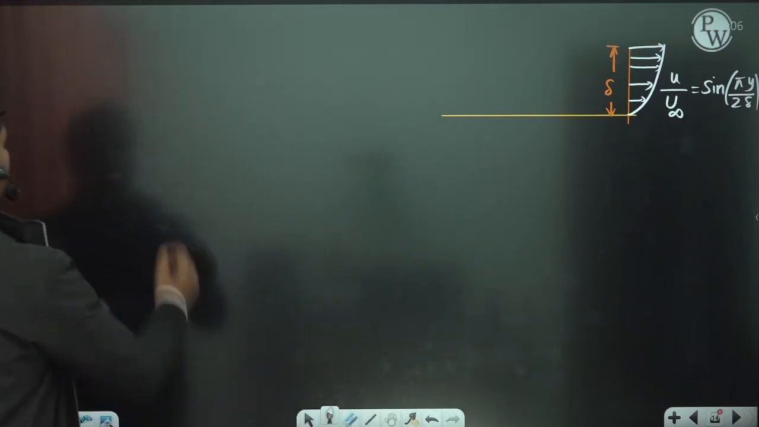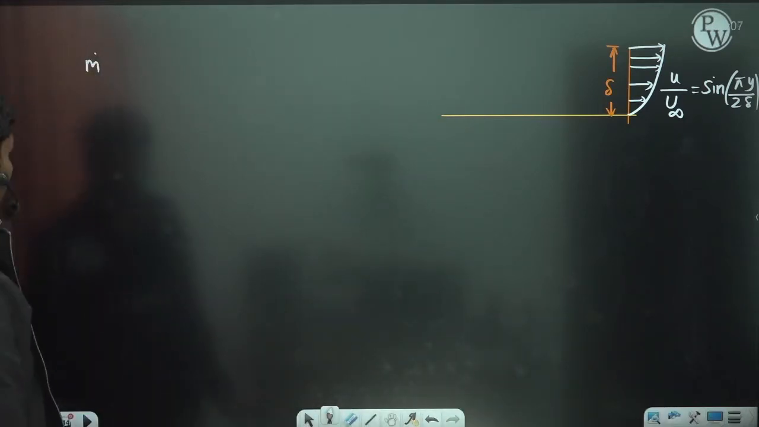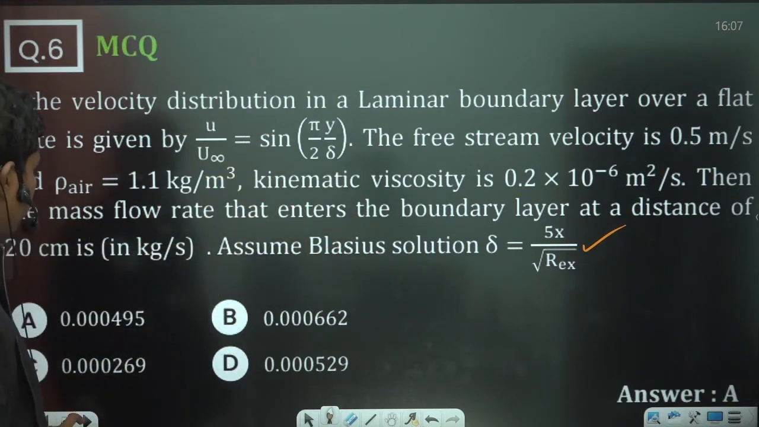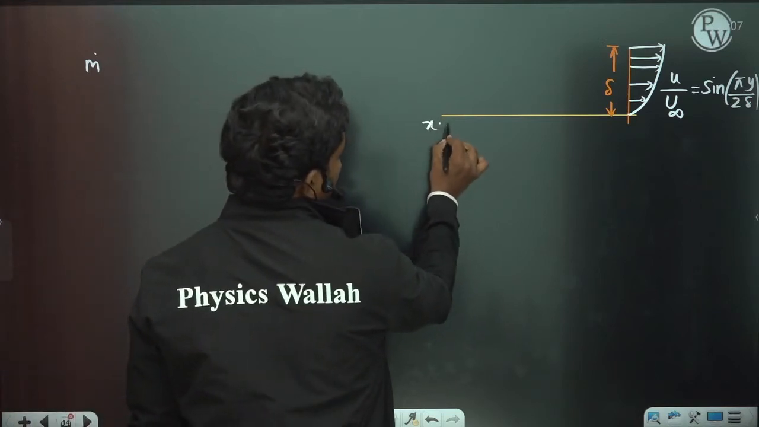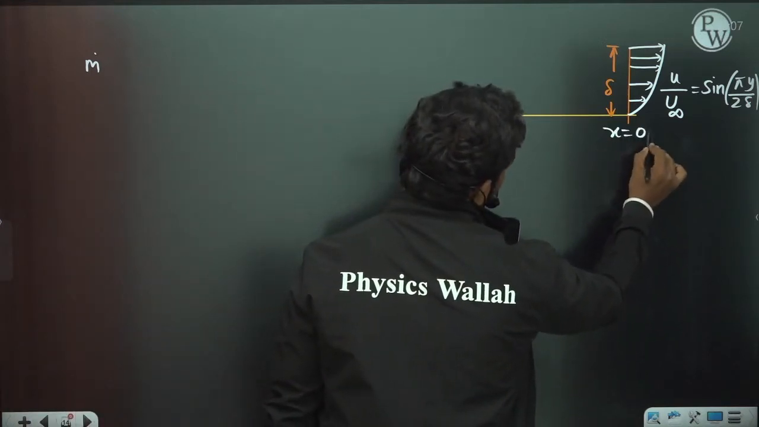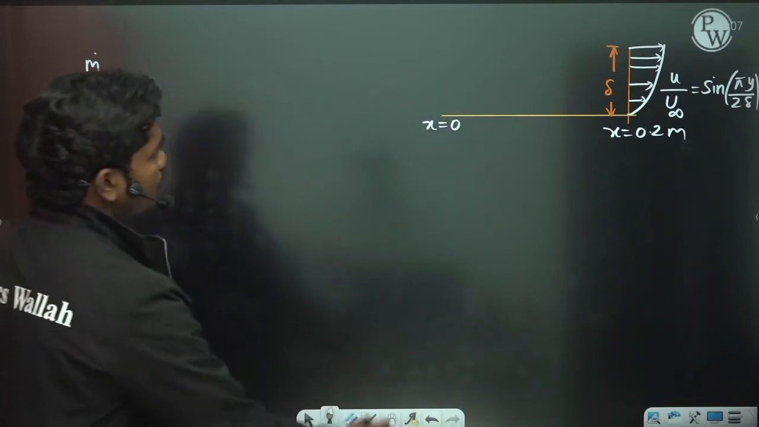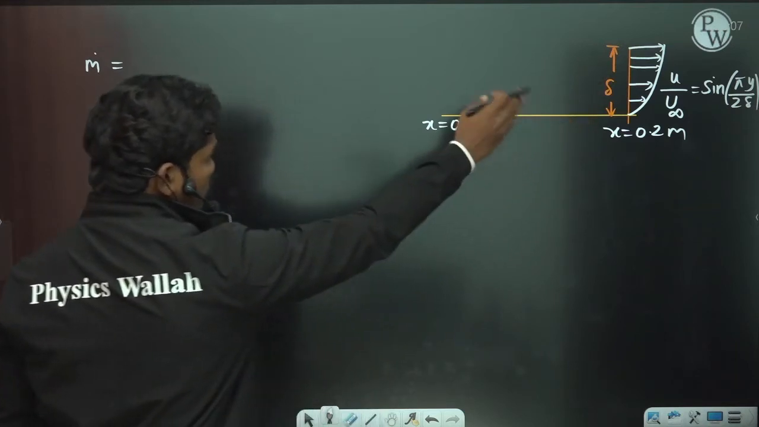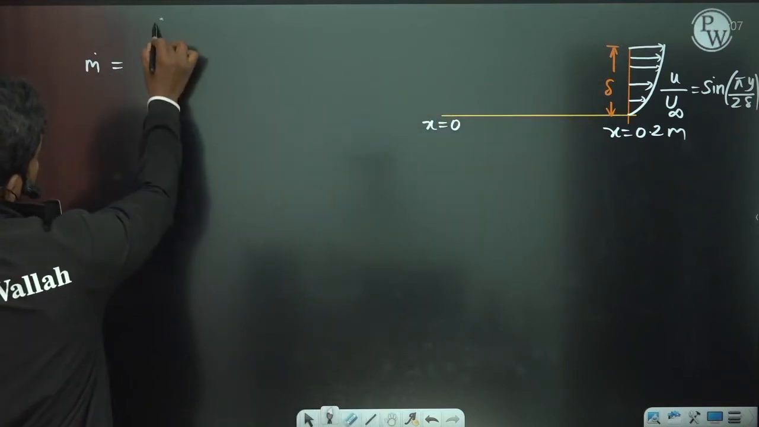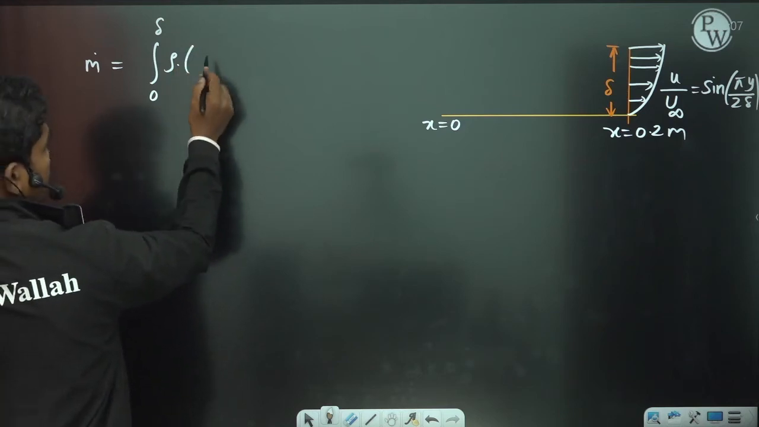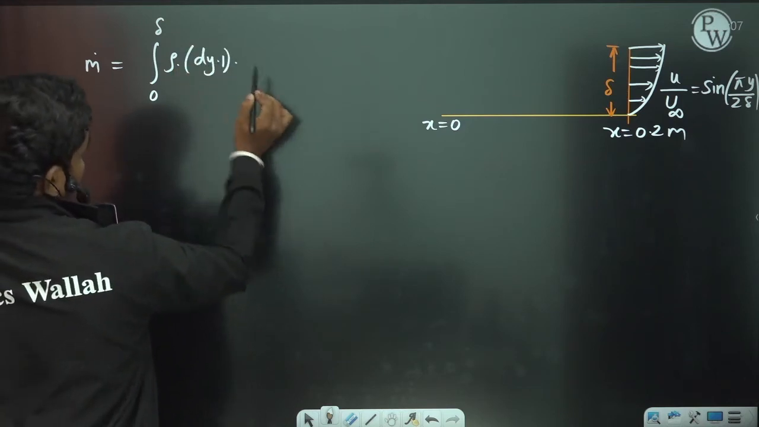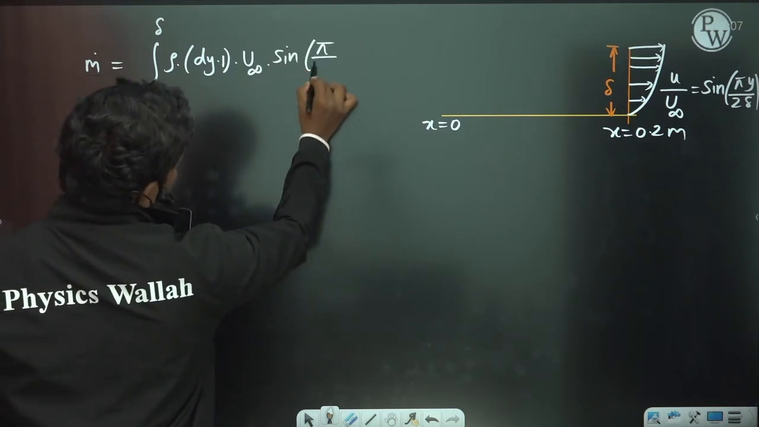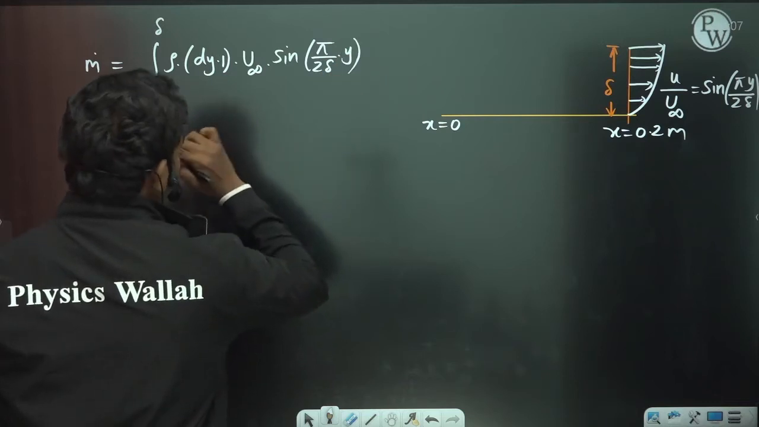Now they are asking what is the mass flow rate, right? So m dot. They are asking the mass flow rate that enters the boundary layer at a distance of 20 centimeters. Basically, if this is the leading edge, then this is 20 centimeters, so 0.2 meters, for example. Let us see what happens. So m dot is equal to, if this were a uniform velocity profile, but there is a variation, so integral 0 to delta of density of the fluid, area available dy into 1, into velocity. So u at that location is u_infinity times sine of pi by 2 delta times y. So this is the total mass flow rate.